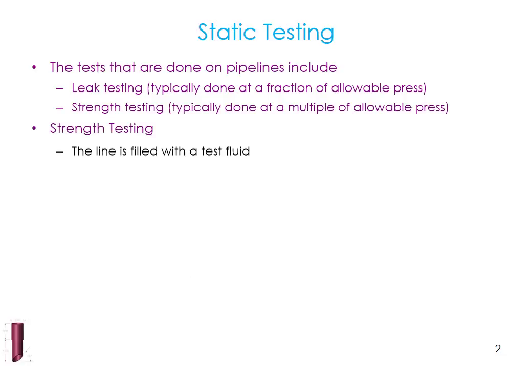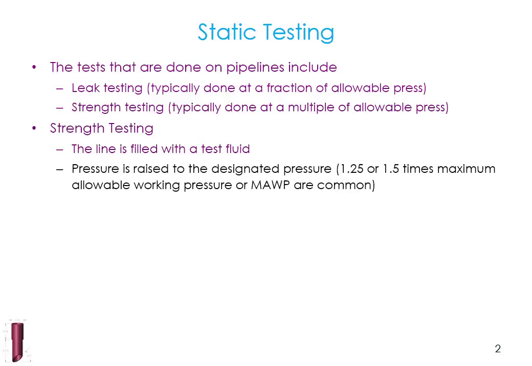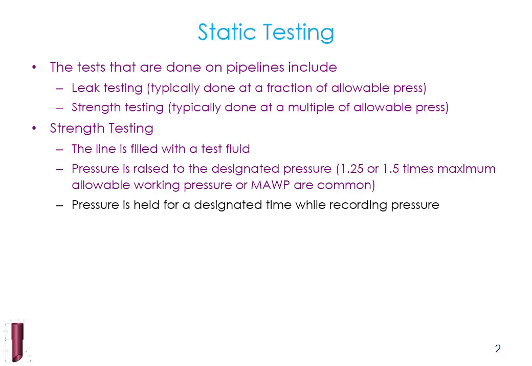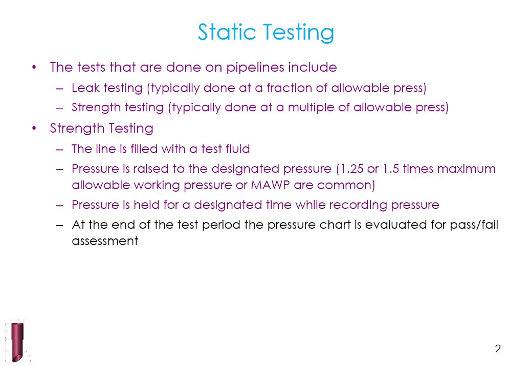When we talk about strength testing, the line is filled with a test fluid, pressure is raised to the designated pressure, and it's pretty typical to use 1.25 or 1.5 times the maximum allowable working pressure, or MAWP. Pressure is held for the designated time while recording pressure. At the end of the test period, the pressure chart is evaluated for a pass-fail assessment.